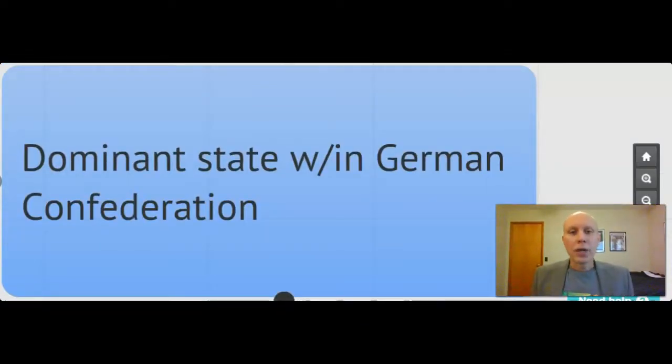Now, within this German Confederation that formed going back to 1815, and keep in mind we're moving ahead, we're at mid-century during the 1800s at this point, Prussia would prove to be the dominant state within this loose union of other German states.